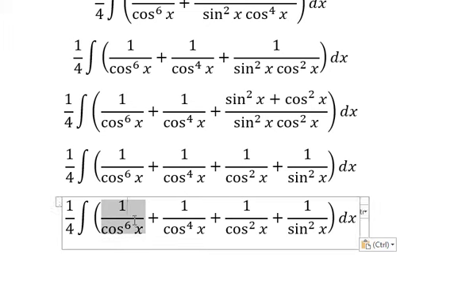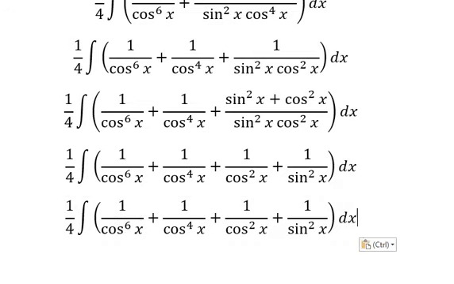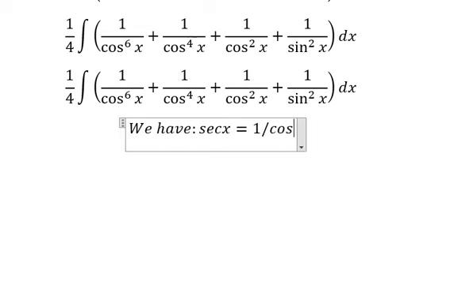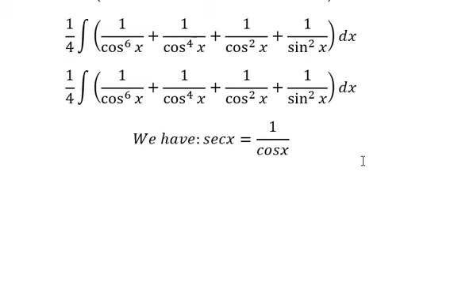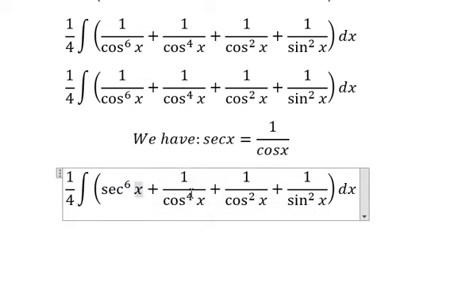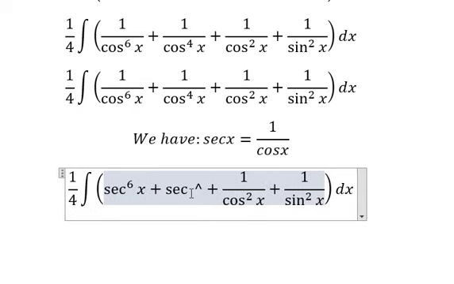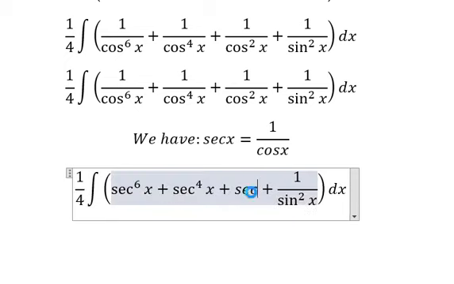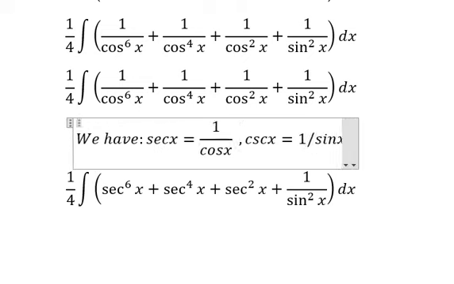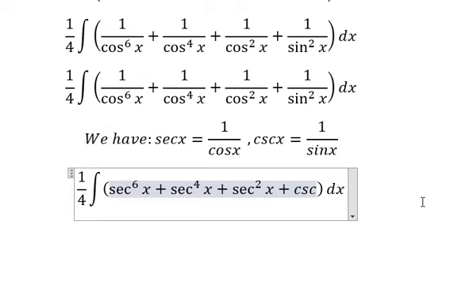So this one we can change by secant to the power of 6 s, because we have secant s equals 1 over cosine s. So we need to change by secant to the power of 6 s, secant to the power of 4 s, secant to the power of 2 s, and the next one. So this one we have cosecant squared s.